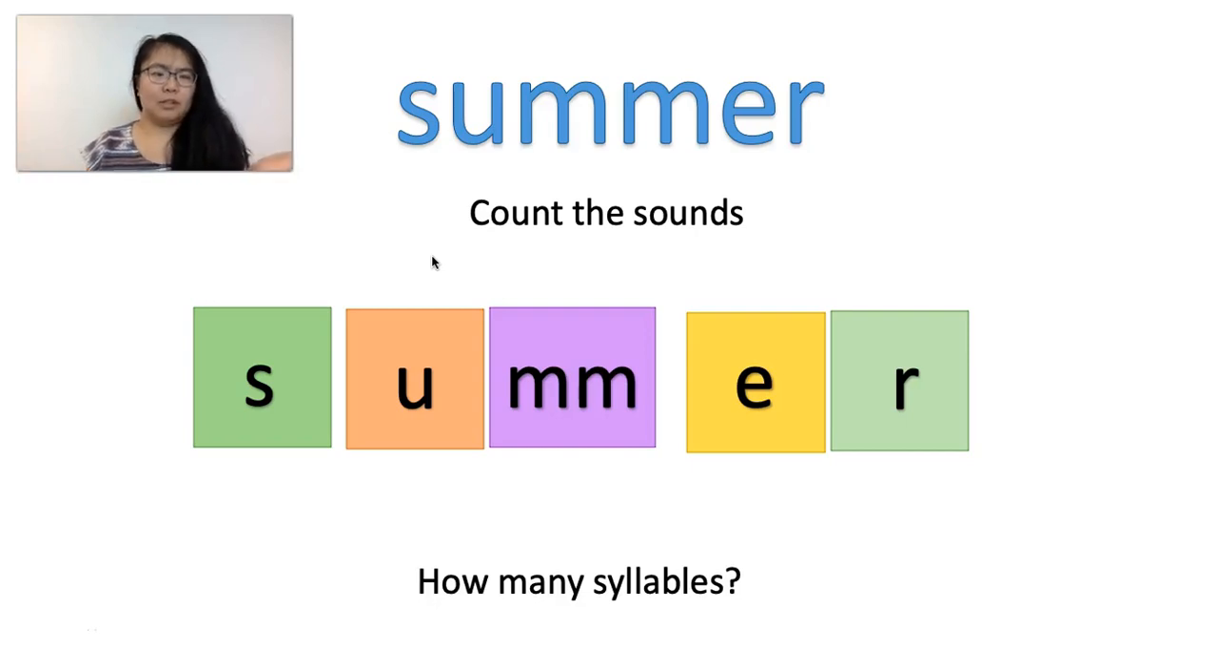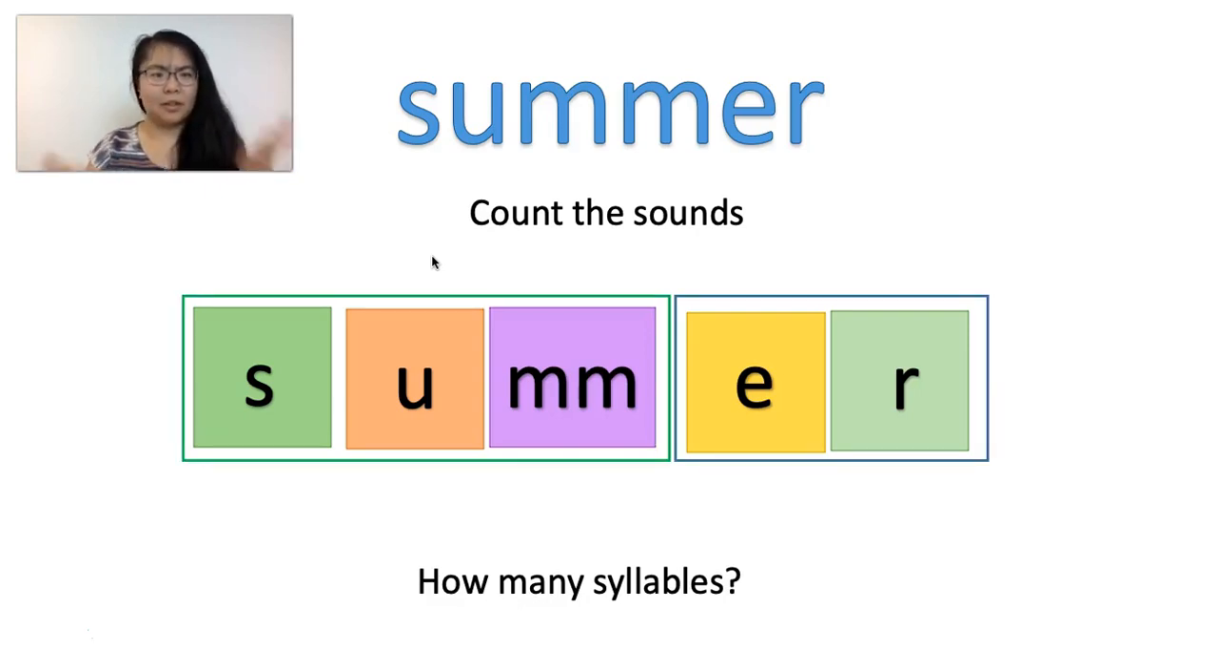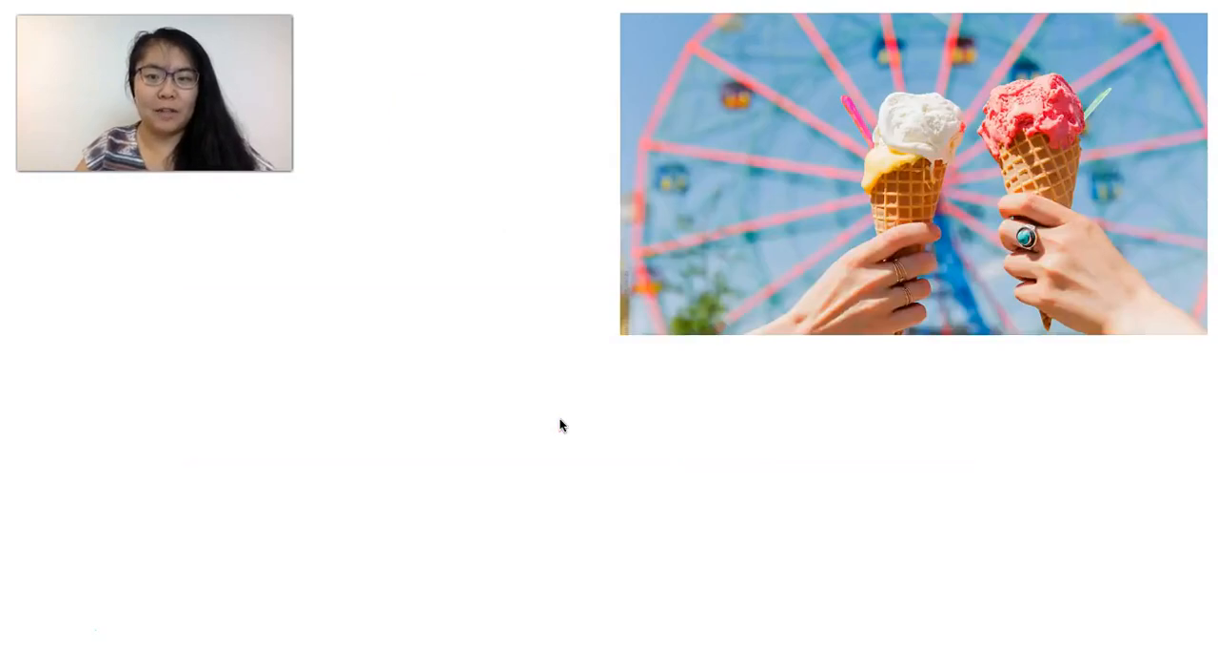How many syllables in the word summer? Summer. Good. 2 syllables. Great job. Now don't forget we have 2 M's in the middle of the word summer. Summer. So, good. It's a nice fun word to say with a nice fun meaning.